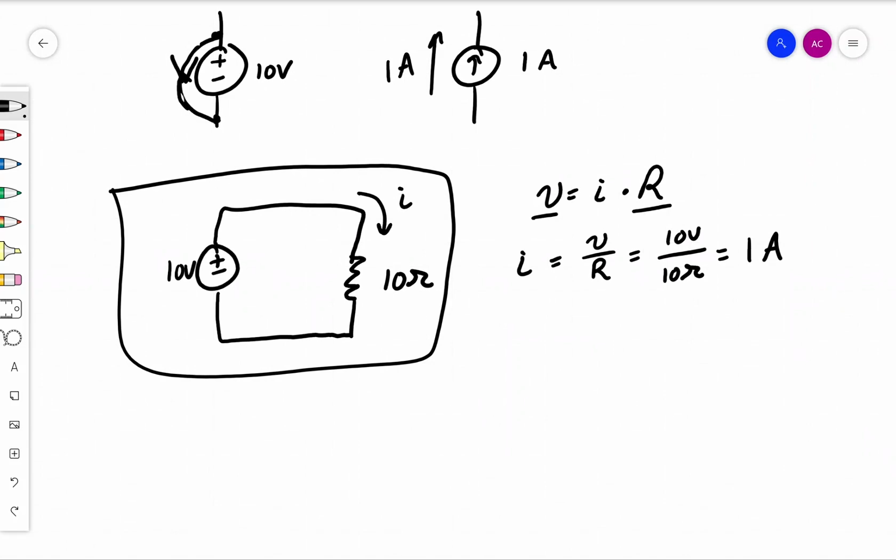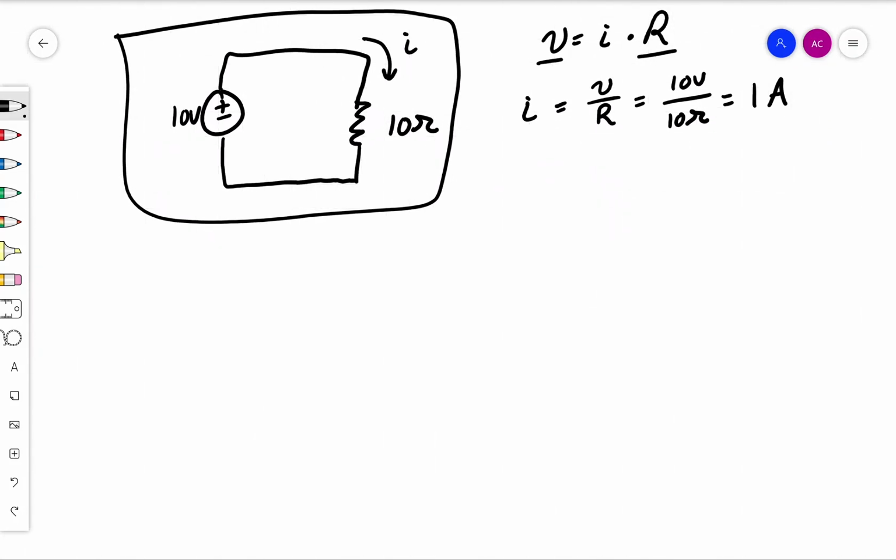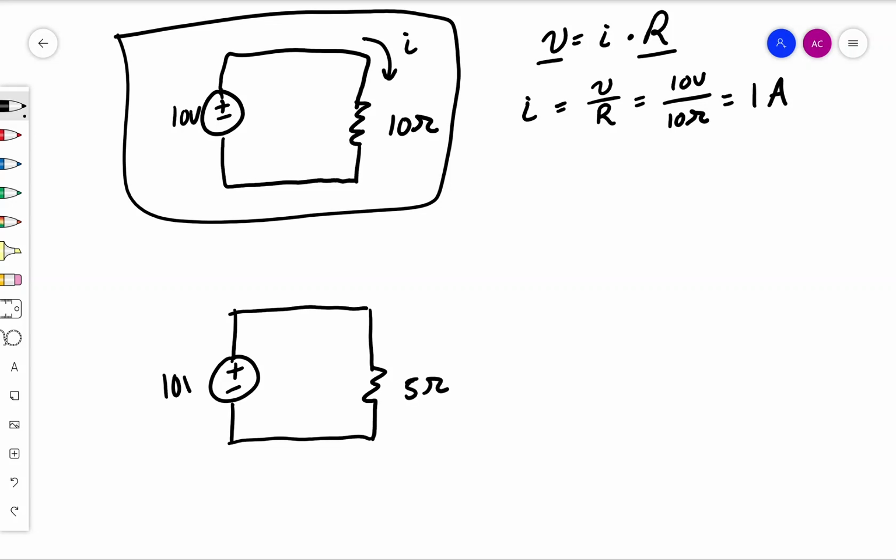So let's try another one. So let's say that we now have a different circuit. Let's say that we now have a voltage source here, the same resistor. Okay, so now this resistance is only 5 ohms, and let's say we still have a 10-volt source. So now we still want to know the current I.